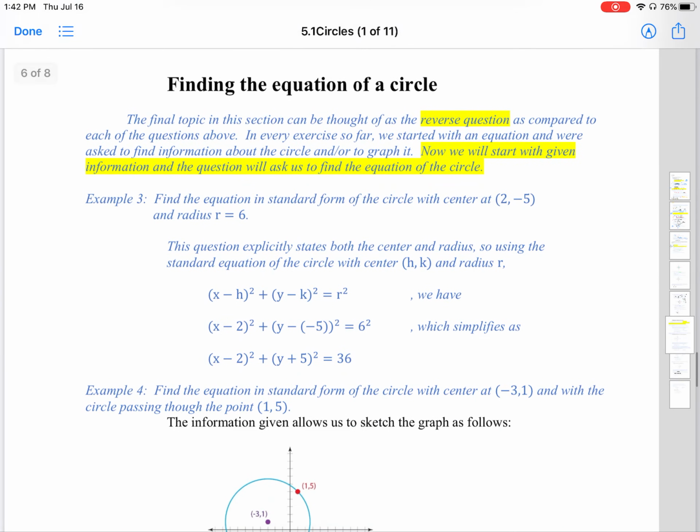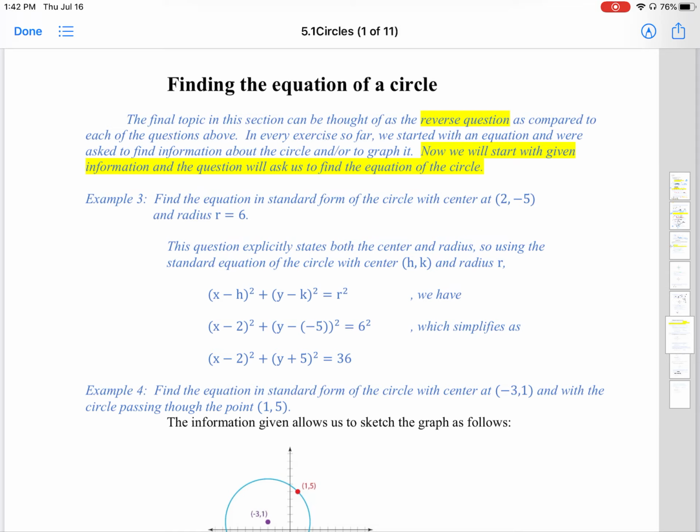Finding the equation of a circle. The final topic in the section can be thought of as a reverse equation as compared to each of the questions above. In every exercise so far, we started with the equation and were asked to find the information about the circle and/or to graph it. Now we will start with the given information, and the question will ask us to find the equation of the circle.